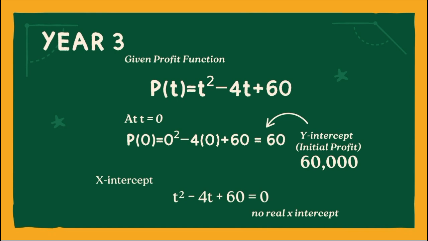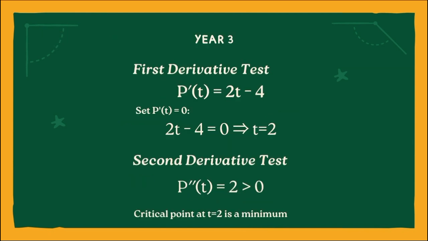Next is the x-intercept. t² − 4t + 60 = 0. But this equation has no real solution, so there is no real x-intercept. Now let's find out when the profit is at its lowest point in year 3. First, we take the first derivative of the profit function. P'(t) = 2t − 4.